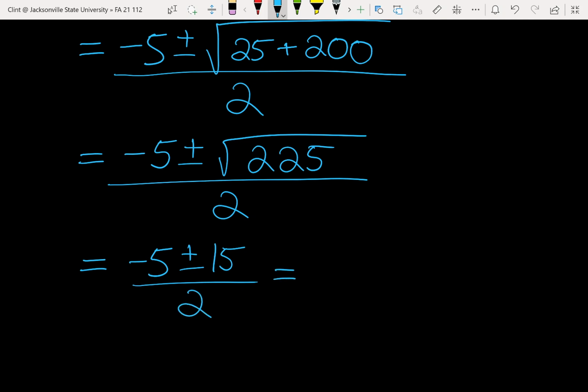We'll get 2 solutions if we take the plus sign. Negative 5 plus 15 is 10 over 2, which is 5. That's what we get when we use the plus sign. If we take the minus sign, we'll have negative 5 minus 15 is negative 20 divided by 2, negative 10. That's what we get when we use the minus. Questions on that one? Okay. Hanging in there so far? Feeling okay about it so far?